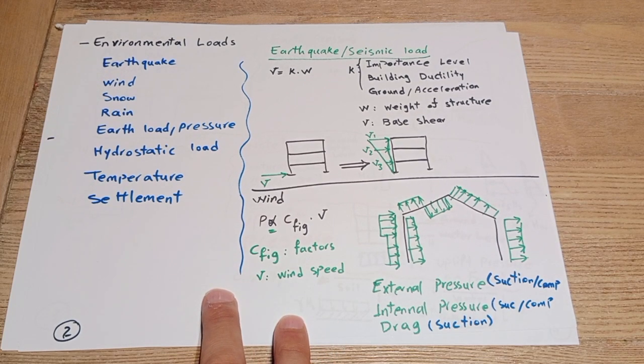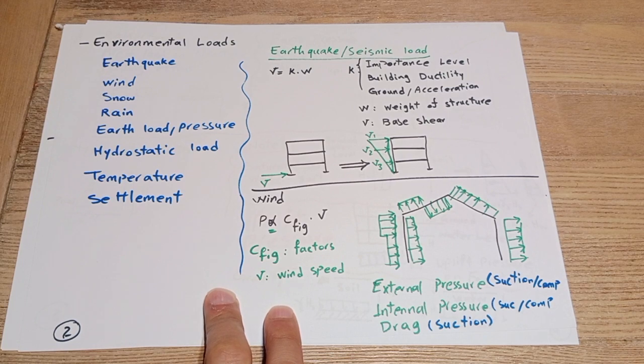The first one, earthquake load or seismic load, is very popular in almost all designs, especially for importance level 2 and more in structures. It is applied as a shear load that is a direct function of the mass of the structure. And K is a function of the importance level of the structure, building ductility, and ground acceleration parameters. W is the weight of the structure, and V is the base shear.